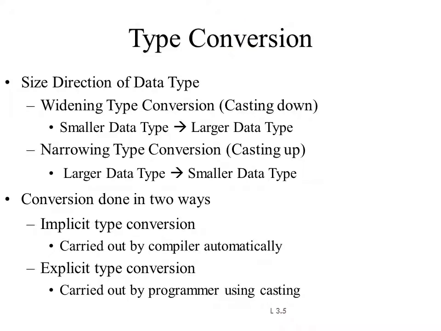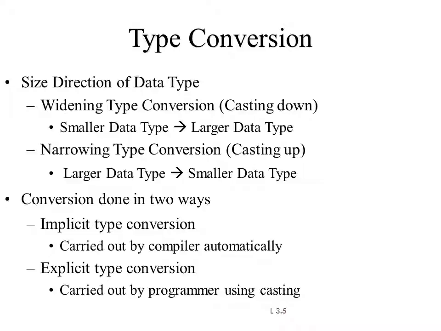Type conversions. Type conversions change the size of a data type from one to another. There are two types: widening type conversion and narrowing type conversion. Widening means if the data type size is very small, it can be increased to a larger data type size. That is called casting up. If you are reducing the number of bits in order to reduce the data, then it is called casting down. There are two types of type casting: implicit type conversion and explicit type conversion.